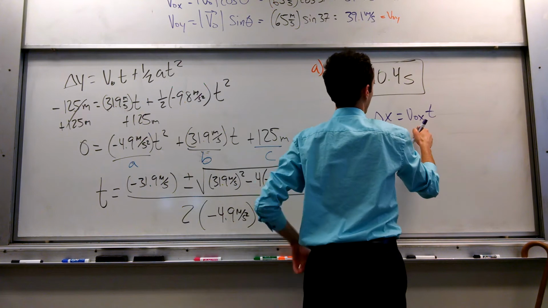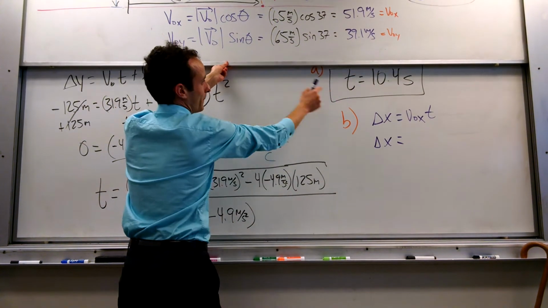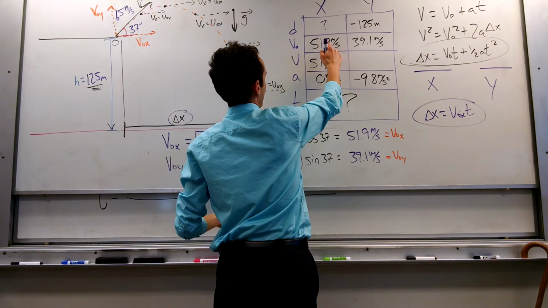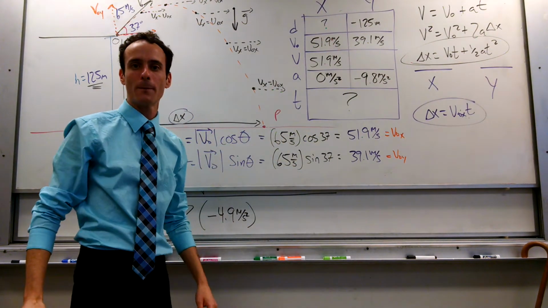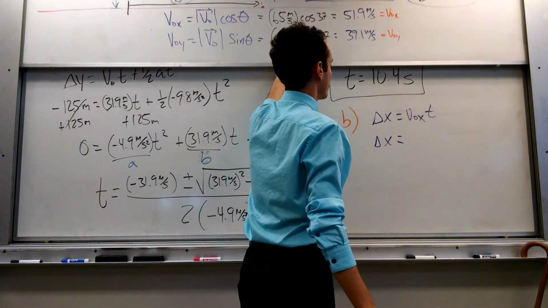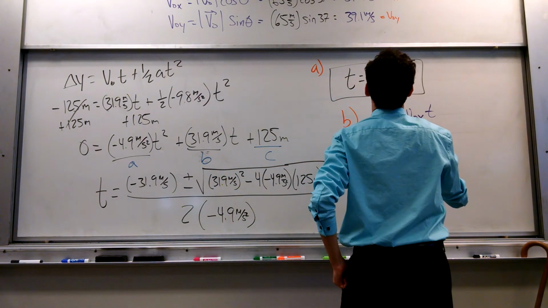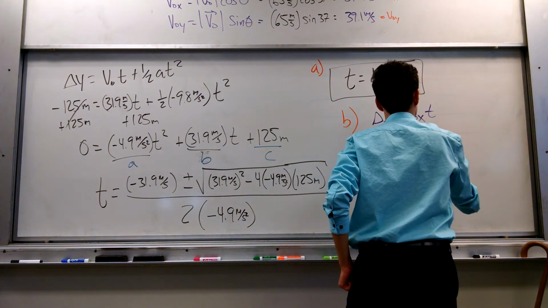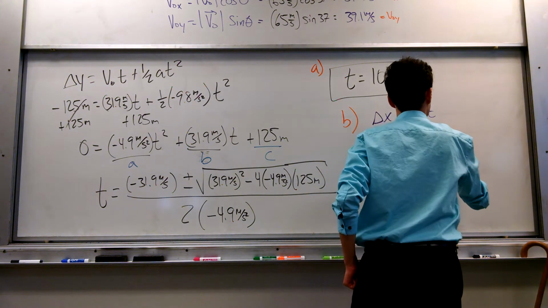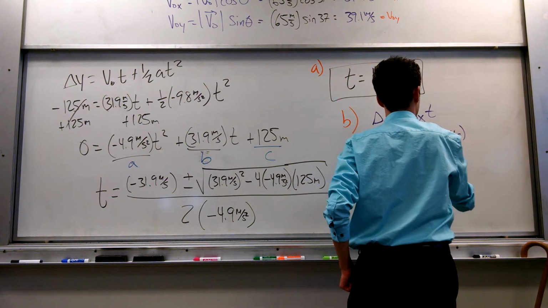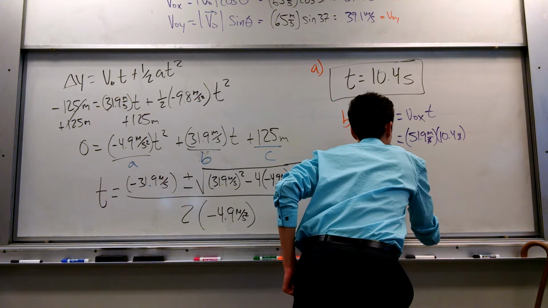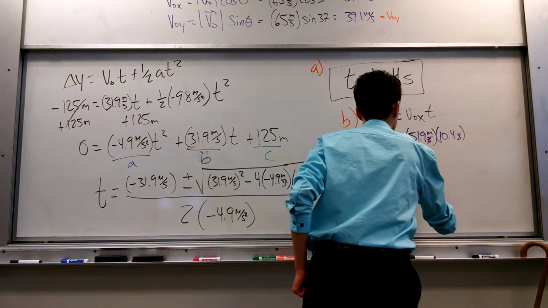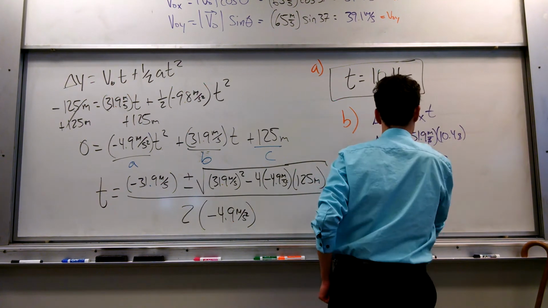Well, I know all this. I know the time. The time to reach point P is 10.4 seconds. And then v naught x, I found that out a long time ago. That was 51.9 meters per second. Oh, this is just one equation and I'm done. So this is 51.9 meters per second, and then t is 10.4 seconds. My units cancel out. And I get delta x is equal to 540 meters. And I get positive 540 meters.